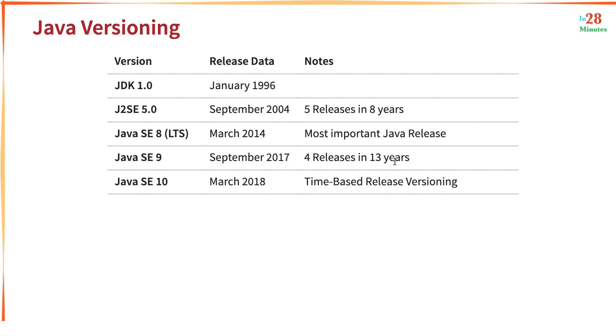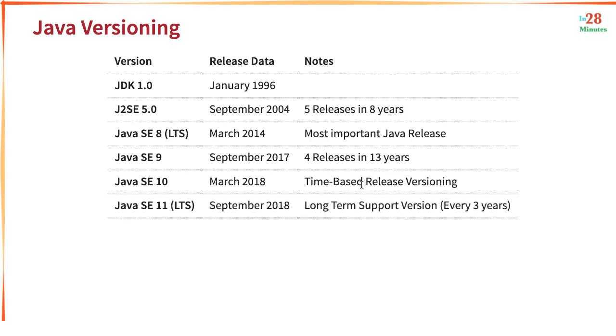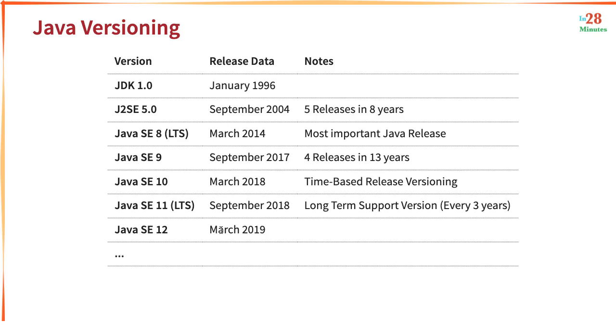And starting Java SE 10, which was released in March 2018, Java switched to time-based release versioning. Instead of trying to decide these are the features which would go in and release the version after the features are ready, Java has decided that we would do a release every 6 months. And whatever features are ready, that would be part of that specific release. So starting Java SE 10 is when you would see a number of Java releases coming in. So Java SE 11 came in September 2018. Java SE 12, March 2019, and so on and so forth.